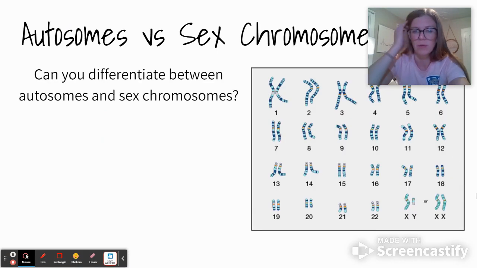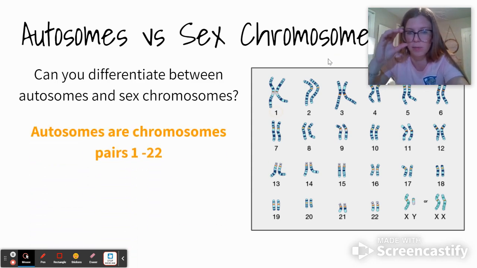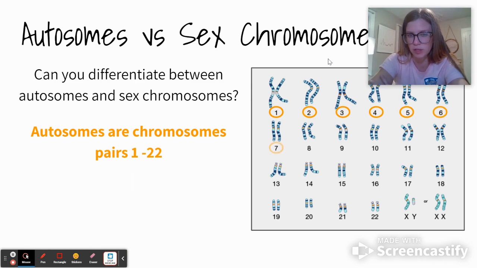So first thing that we want to do before we jump into a little bit of that analysis piece is being able to define the difference between an autosome and a sex chromosome. I want you to take a second right now just to remember what these two terms are. So if we define first what an autosome is, autosomes are the chromosomes listed from pairs 1 through 22.